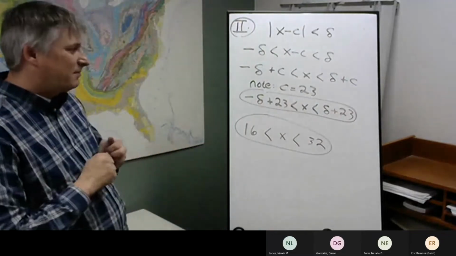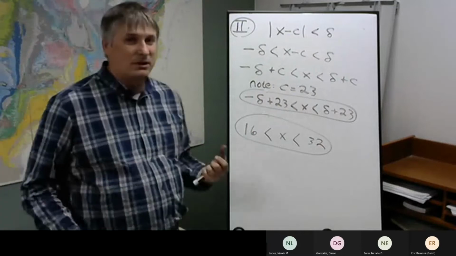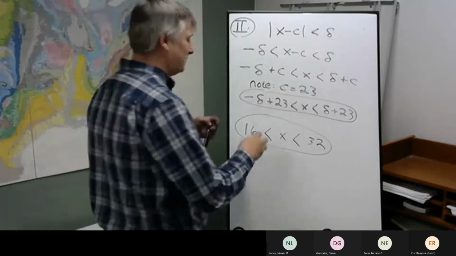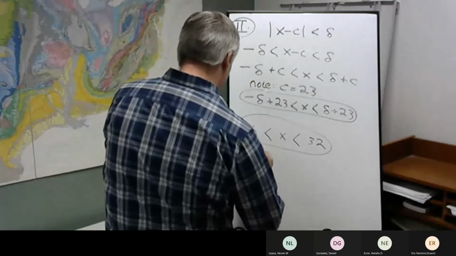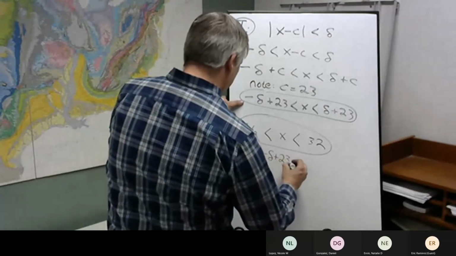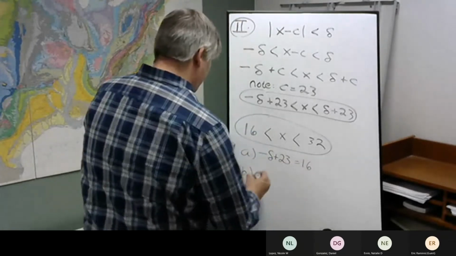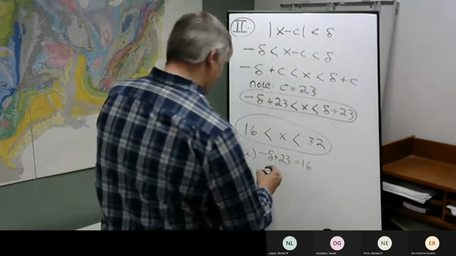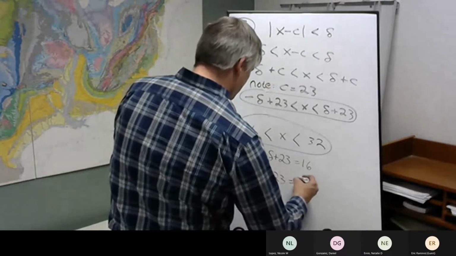So we're going to compare these two. And we're going to get a D1 and we're going to get a D2 ultimately. So first off for A, negative delta plus 23 equals 16. And for B, delta plus 23 equals 32.